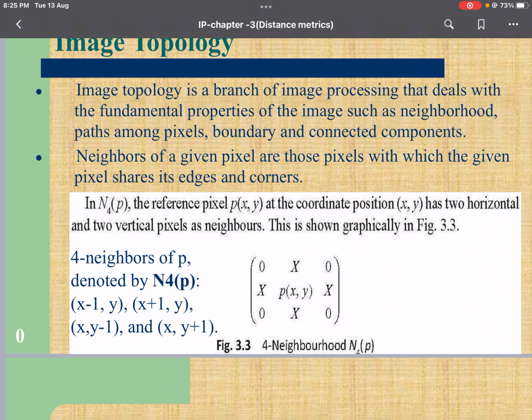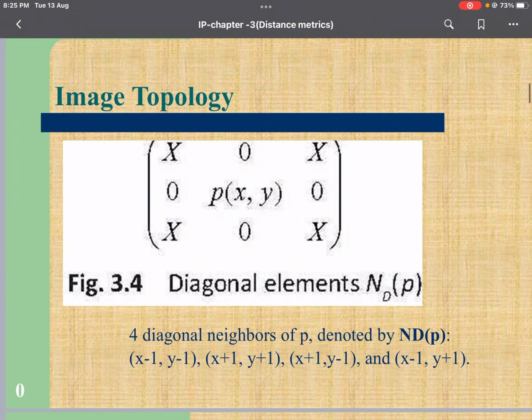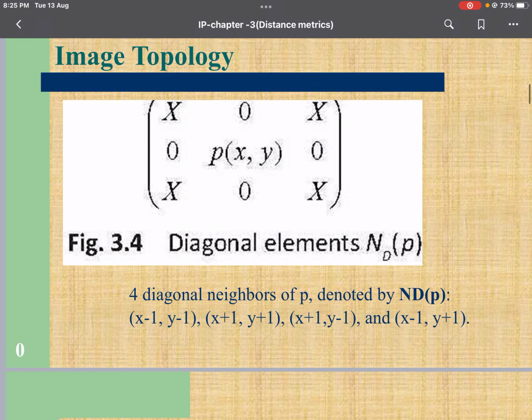This 4 neighborhood of p is denoted as n4 of p, where the neighbors are represented by the coordinates x minus 1 comma y, x plus 1 comma y, x comma y minus 1 and x comma y plus 1. The next type of topology is called diagonal elements, denoted ND of p, where the diagonal pixels are the neighbors.